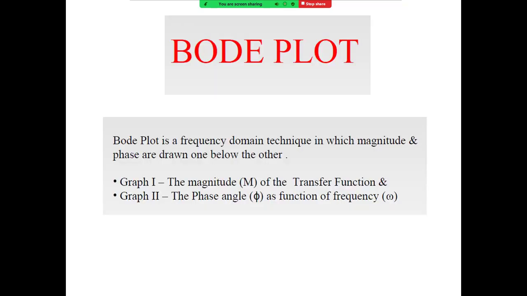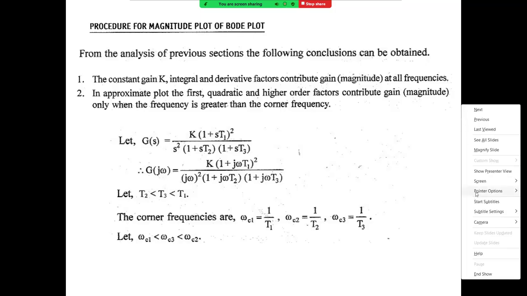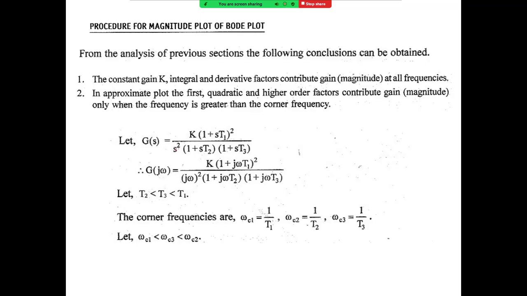We know that a Bode plot is a frequency response plot consisting of two graphs. One is the magnitude plot and the second one is the phase angle plot. First, for the given transfer function, we need to convert from the S domain to the frequency domain. How to convert S domain to frequency domain? Just by letting S equal to j omega.